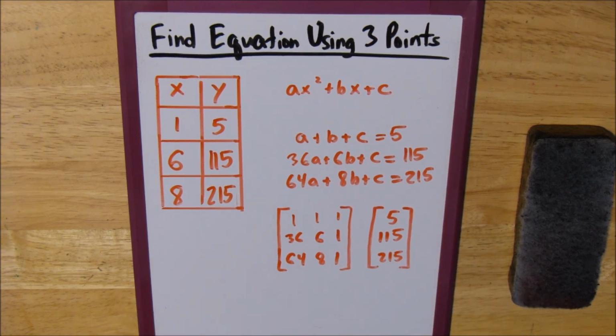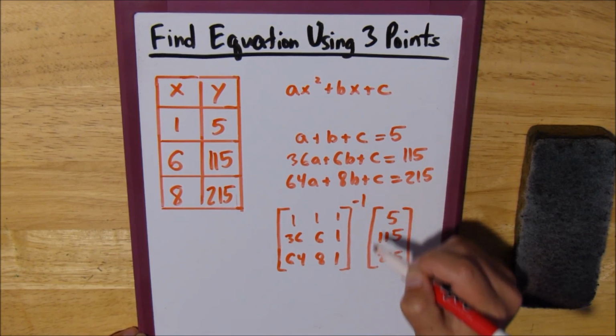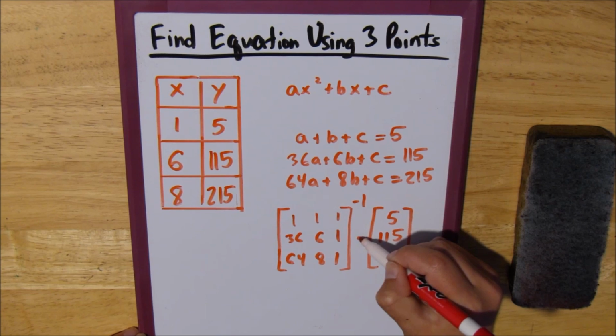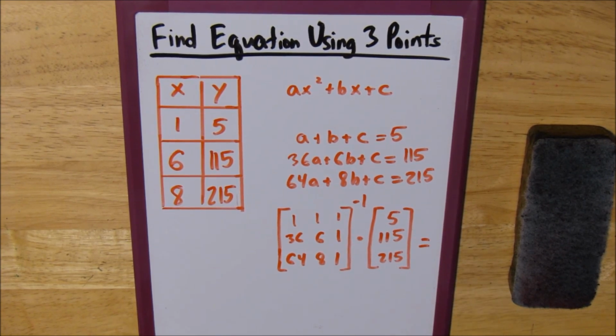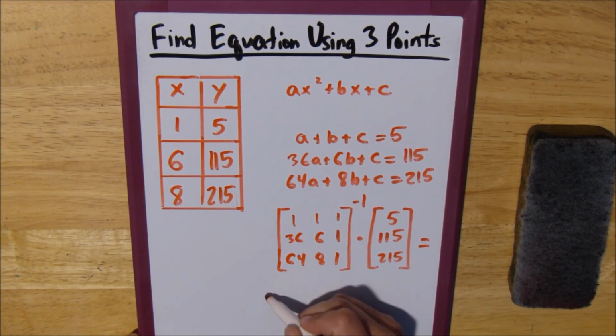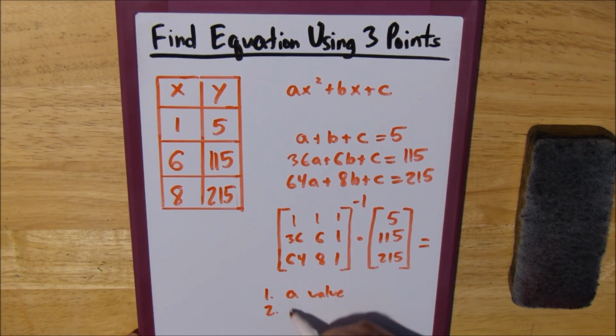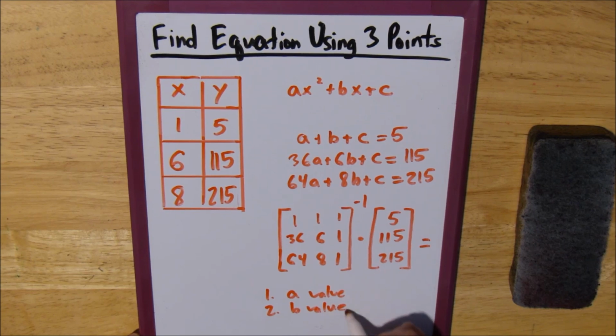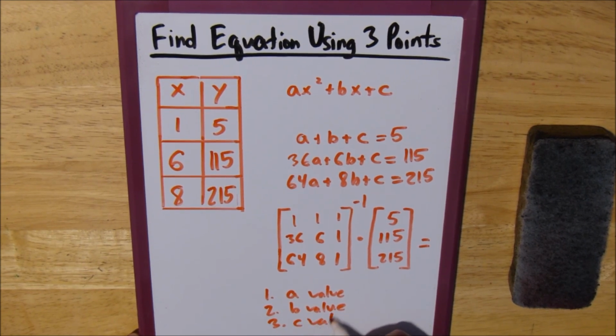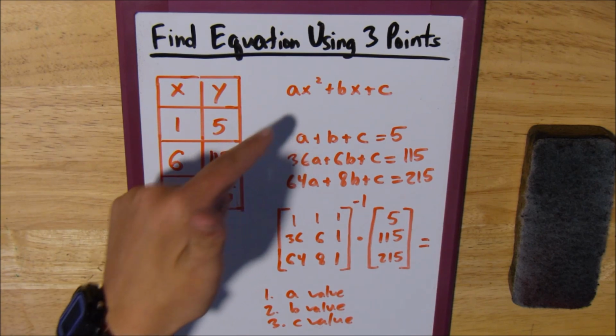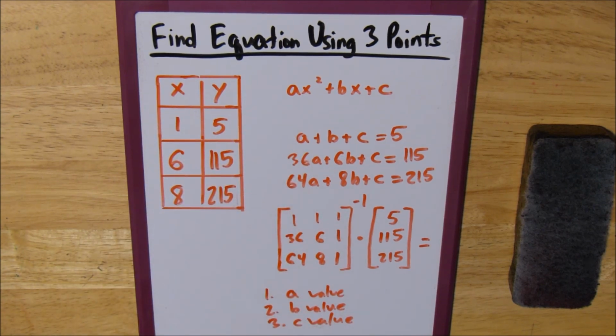Now we're going to do what we call an inverse matrix. You basically just raise this to the negative first, and you multiply these together. What you should end up getting is the first number being the a value, the second number the b value, and the third number the c value. So if you know all 3 of these numbers, you can figure out what the equation is, right? So let me just get my calculator.